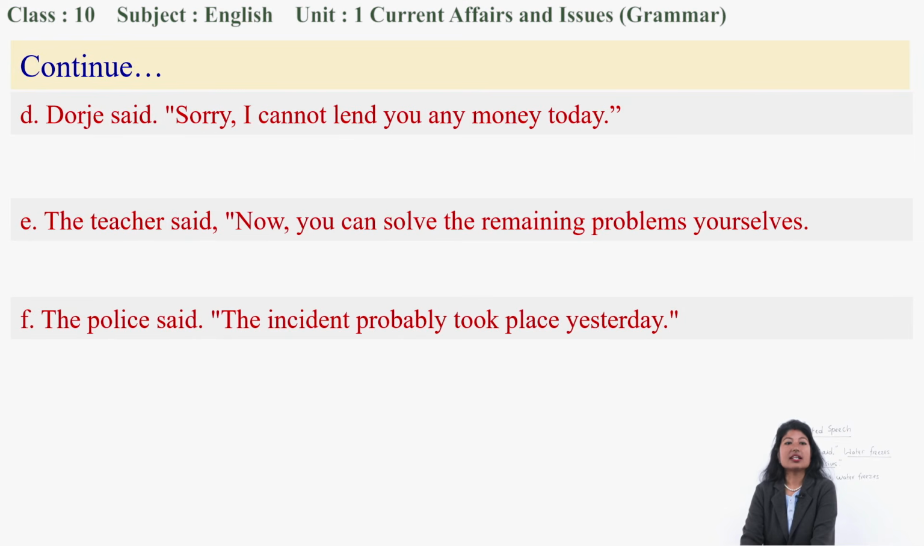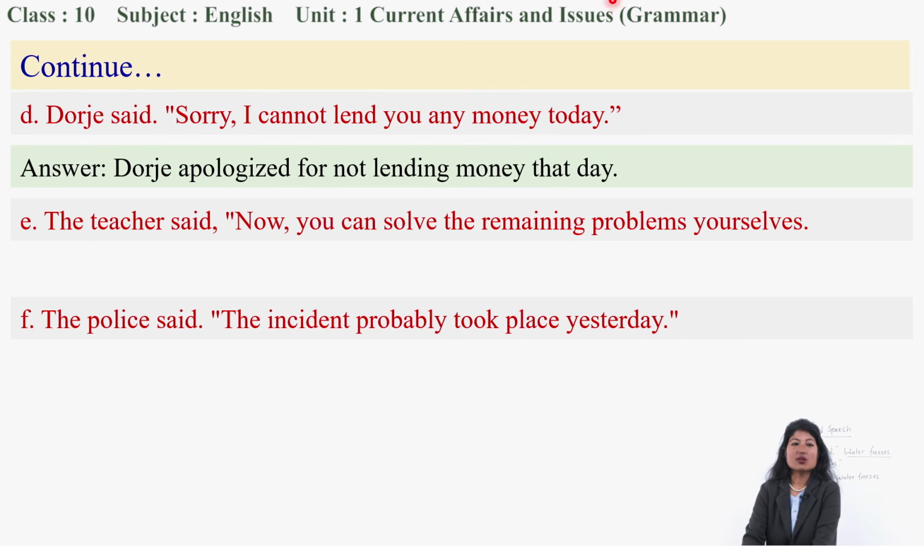Okay. Next. Dorje said, sorry, I cannot lend you any money today. Sorry, saying sorry is what? Apologizing. So, Dorje apologized for not lending money that day. This is the change. I hope you have guessed correctly.